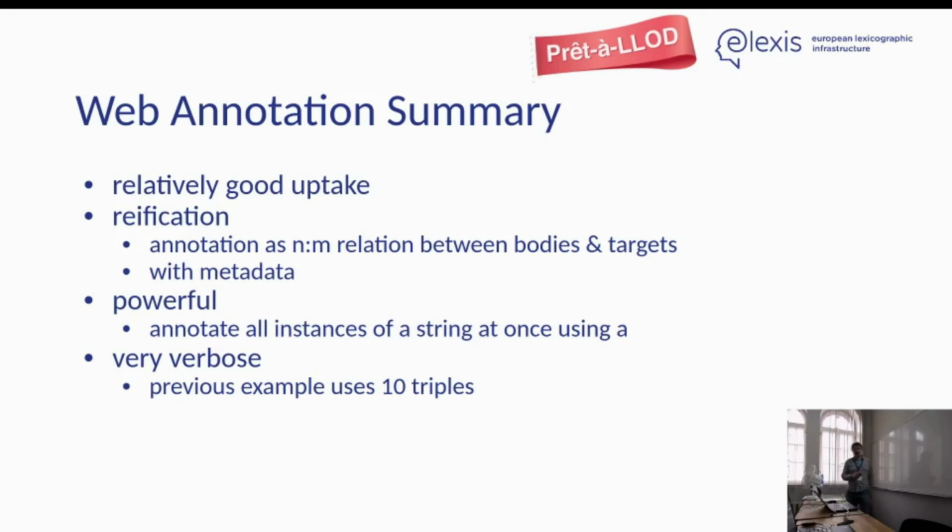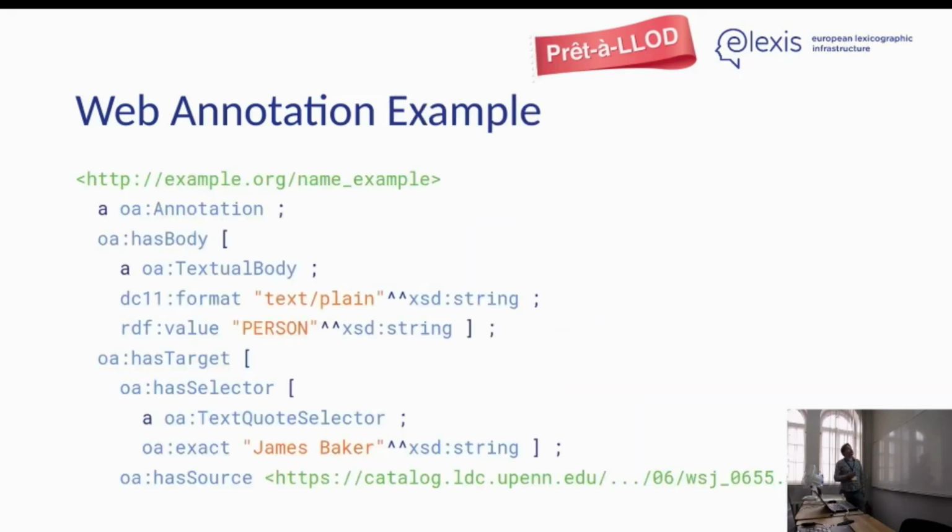But as a drawback, of course, the web annotation model is actually very verbose. So here we have, 1, 2, 3, 4, 5, 6, 7, 8, 9, 10 triples, right? So we have a lot of text in order to represent something that in inline annotation would be very simple.